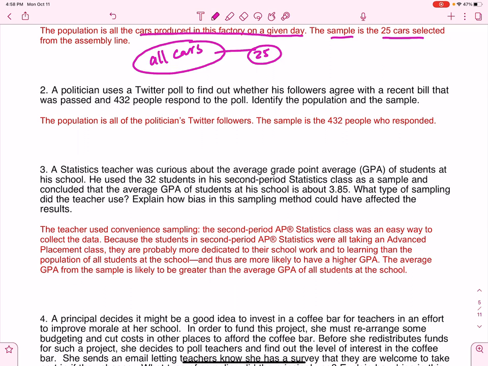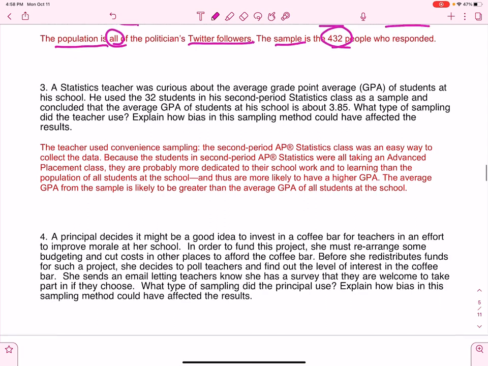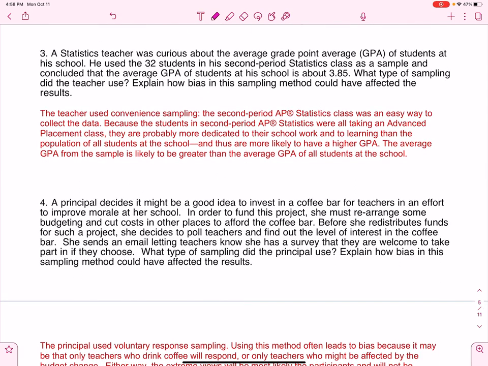All right, number 2, we have a politician using a Twitter poll, finding out whether his followers agree with a recent bill. He looks at 432 people that respond to the poll. Identify the population and the sample. The population would be all of the people that follow him on Twitter, and the sample would be just the 432 people who responded. So that sample comes out of all of the followers. That's just helping you identify what a sample is based on the population.